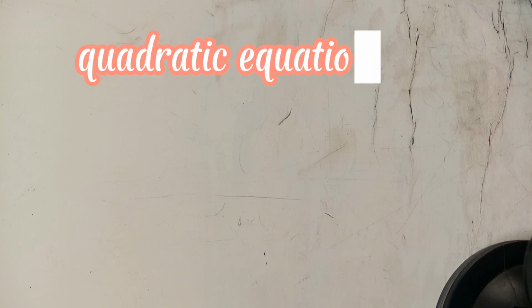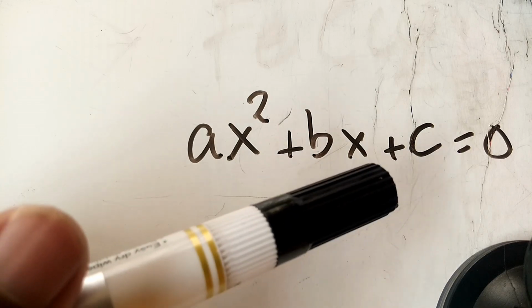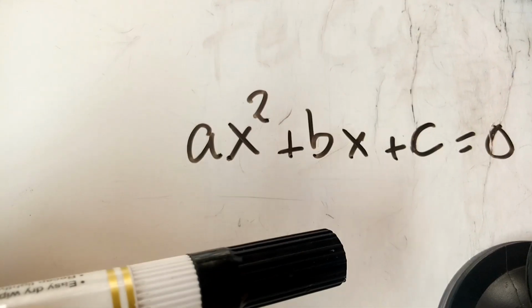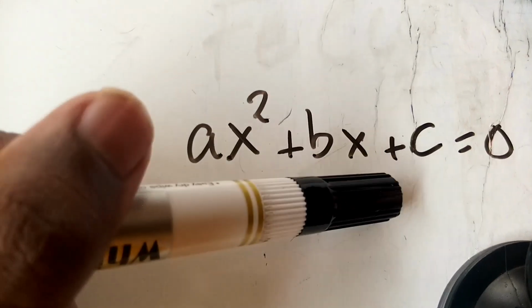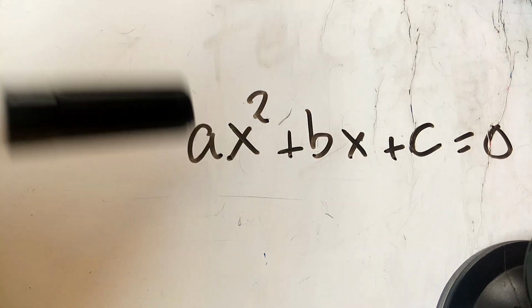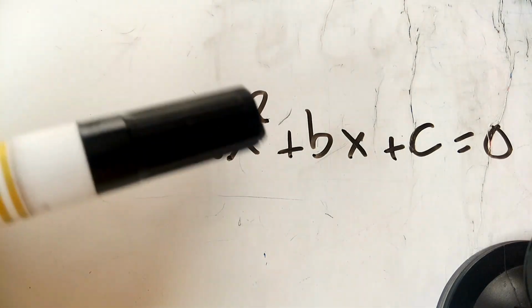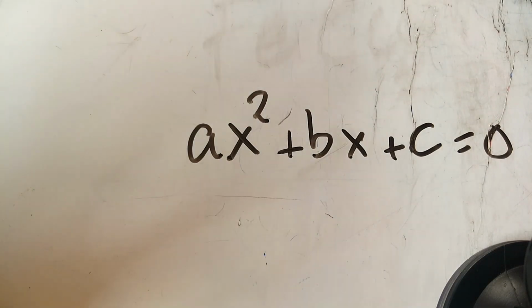So, under quadratic equations, we have many things to talk about. First, we have to know a quadratic equation is always in this form: ax squared plus bx plus c is equal to 0. That's the form of a quadratic equation. So we have a, b, and c. These are simply constants, and you have to always note a is never equal to 0, because if a is equal to 0, it won't be a quadratic equation. It will break down the equation.